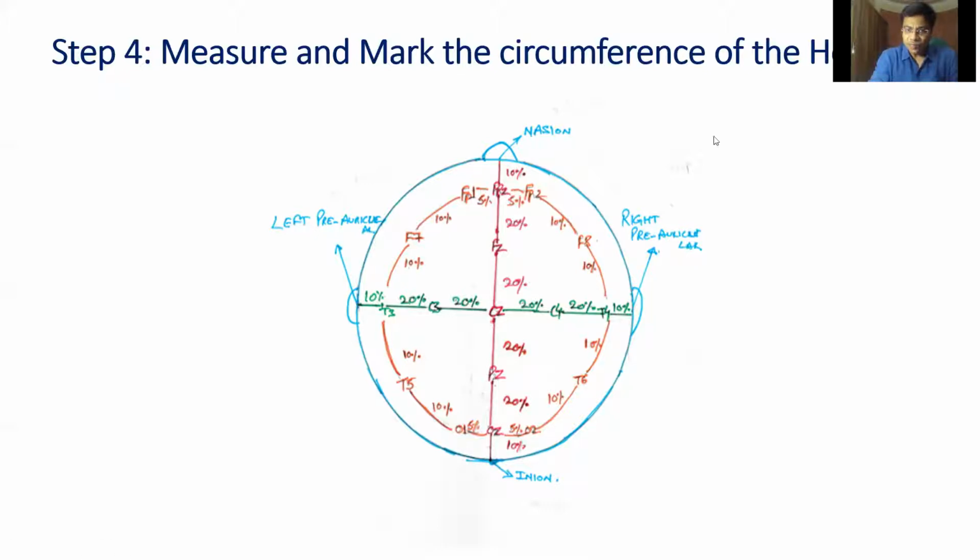Now from Fpz, move backwards 5%, which will be Fp1. Again, moving backwards towards Oz 10% will be F7. Move backward 10% will be T3. Move backward 10% will be T5. Move backward 10% will be O1, and move backward 5% will be Oz.